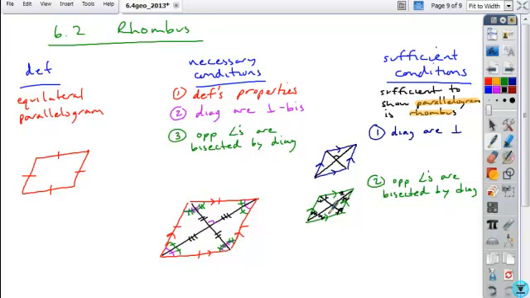Okay, now just like with the rectangle, the last one you could have is all sides are congruent. If that's the case, you're guaranteed that this would be a rhombus. And in fact, this is also true for all quadrilaterals. So this one is sufficient to show a quadrilateral is a rhombus as well. Okay. Any questions on this, the rhombus? All right.